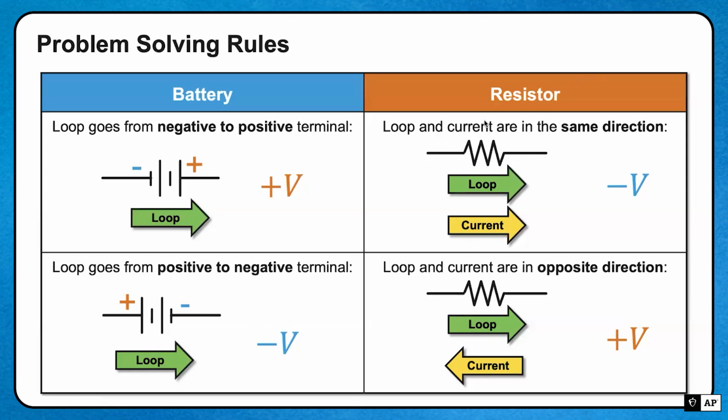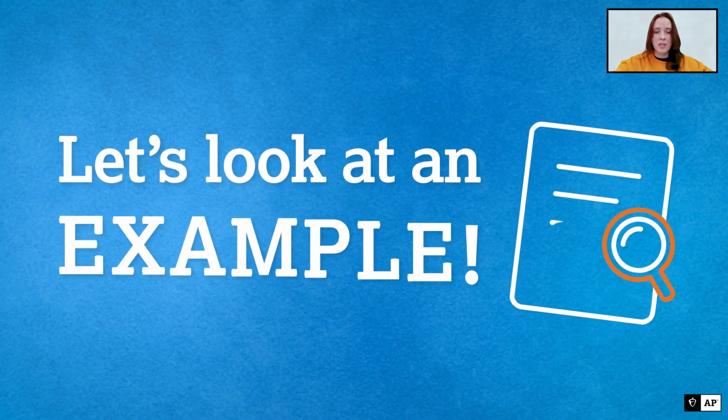If we encounter a resistor where our loop and our current are following the same direction, resistors take away voltage from our loop. And if we go through a resistor in the opposite direction from the way we have drawn our current, we add that voltage contribution. This is going to make a little more sense when we actually go through it. Okay, so let's do an example.